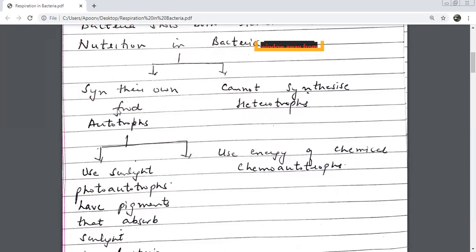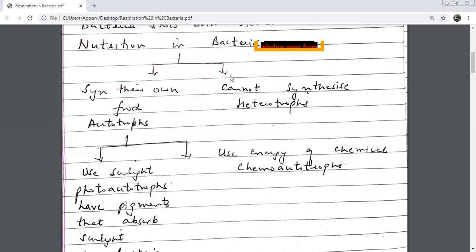Very interesting. Again, there are two categories of bacteria, those which can synthesize their own food and those which cannot. Normally, you call them autotrophs and heterotrophs. Like green plants, they are autotrophs because they can prepare their food with the help of what things? Sunlight, CO2, and chlorophyll. Sunlight, carbon dioxide, and the chlorophyll pigment. Not only plants, all those autotrophs which use sunlight are called photoautotrophs.